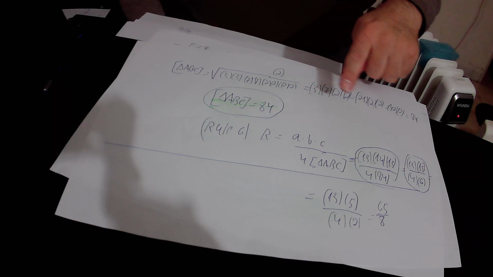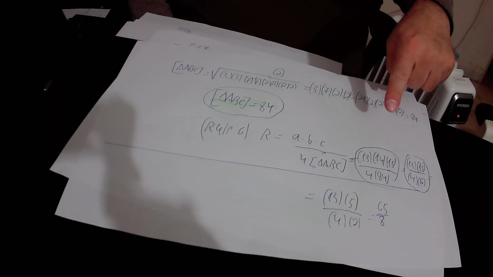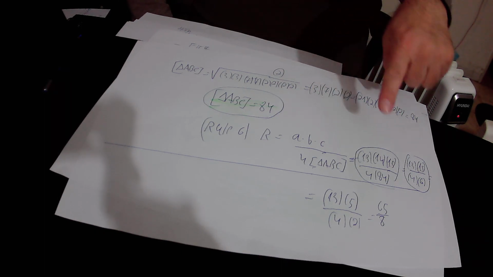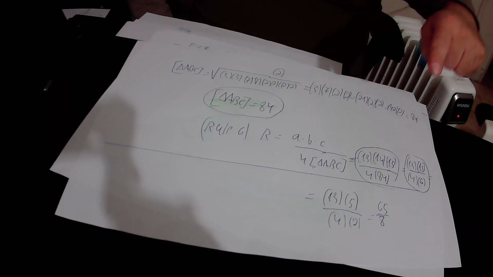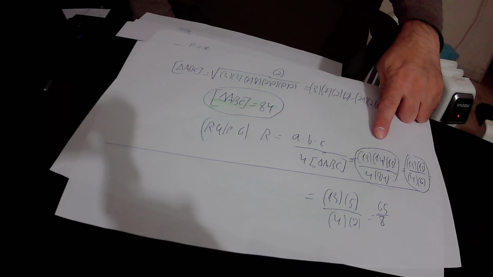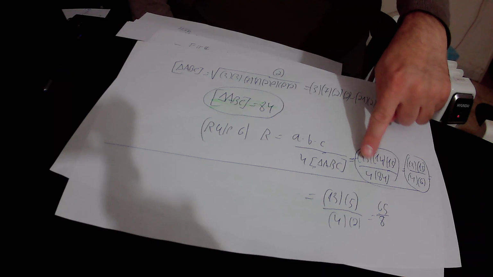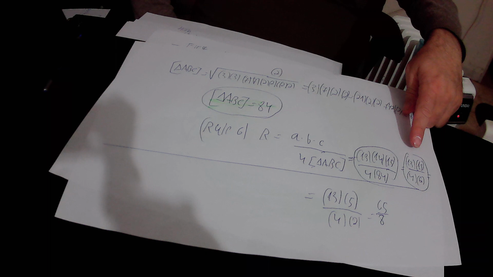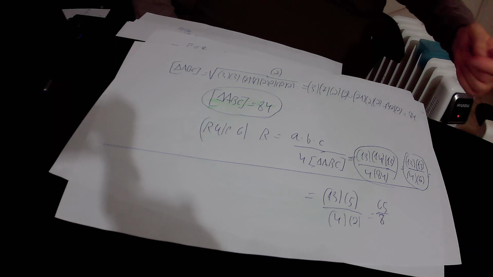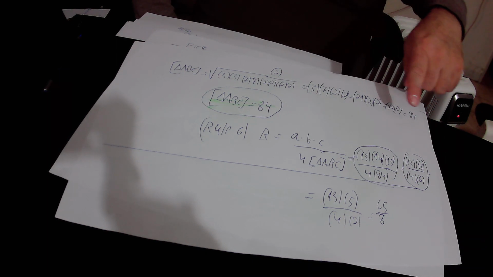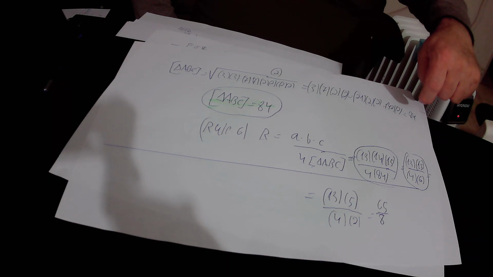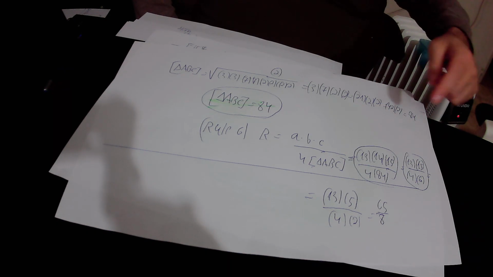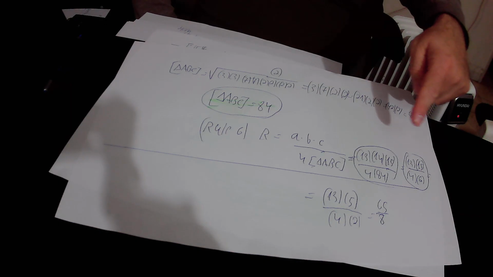So the radius R equals A, that is 13, times B, that is 14, times C, that is 15, over 4 times the area of triangle ABC, that is 84 square units. Here we divided both the numerator and the denominator of this expression by 14. In the numerator we have 14, so 14 over 14 is 1, so we are left only with 13 times 15. In the denominator we have 14 times 84. So 14 times 84 over 14 is 6. So in total, in the denominator we are left only with 4 times 6.